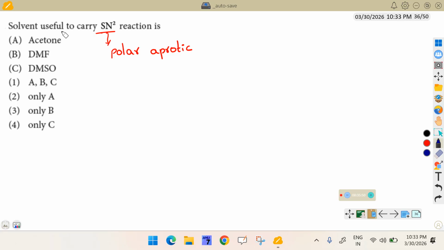Solvent useful to carry out SN2 reaction. SN2 reaction, polar aprotic solvents favor. Acetone is polar aprotic, DMF polar aprotic, DMSO polar aprotic. Correct option is the first option.